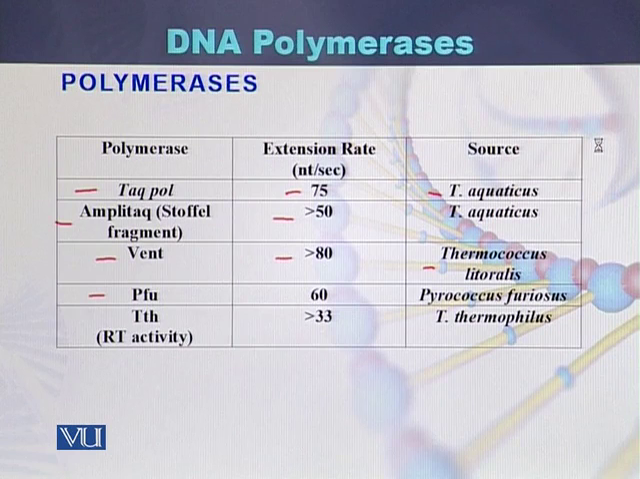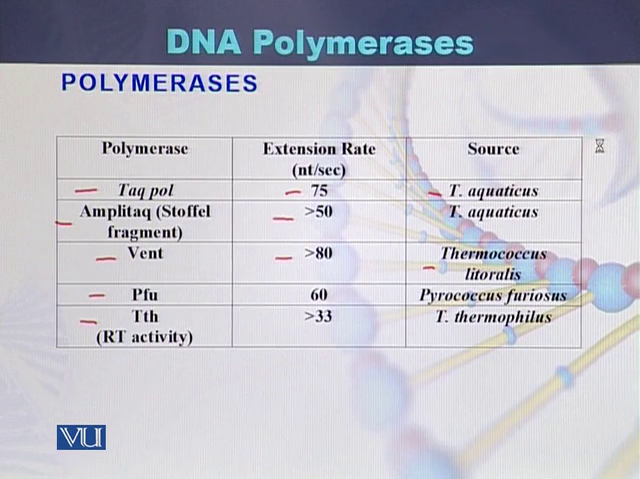There is another type of the DNA polymerase which is called TTH, and its extension rate is approximately 33 nucleotides per second, and this DNA polymerase was purified from Thermus thermophilus. So these are different types of the DNA polymerases which are used for the PCR reaction.